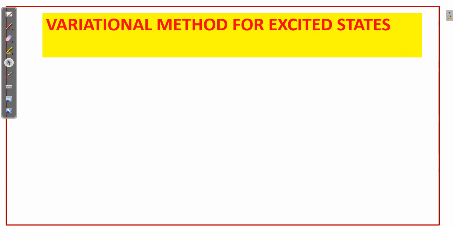Today my topic in this lecture is the variational method for excited states. In the last lecture I discussed the variational method for determination of the upper bound energy of the ground state.